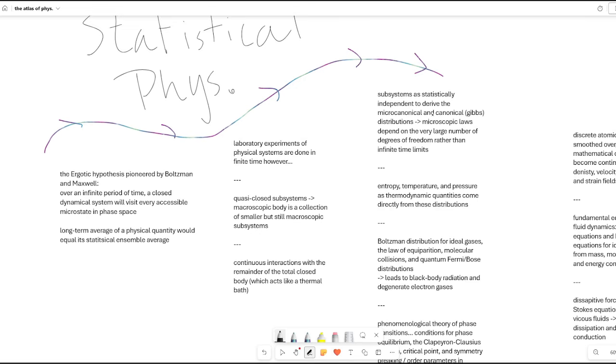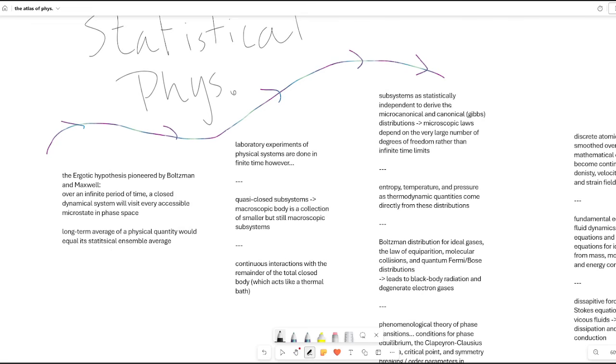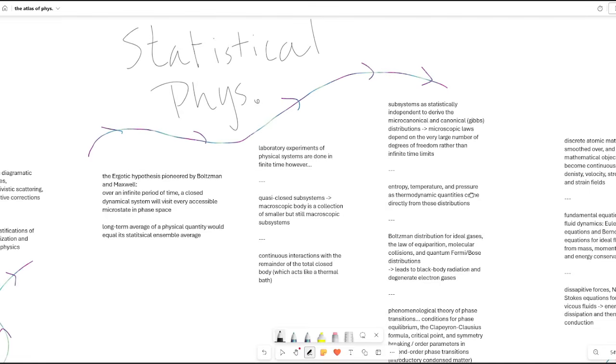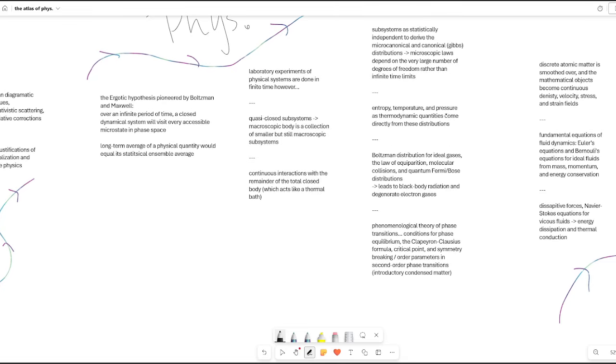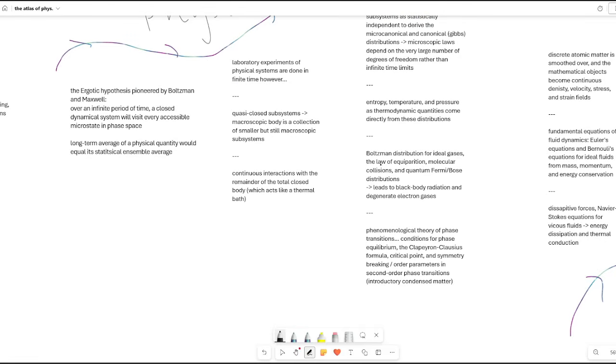So that's kind of what's replacing the statistical, or subsystems are said to be statistically independent from each other, to then derive these canonical distributions, microcanonical or grand canonical distributions. And so you have entropy, temperature, pressure as these thermodynamic quantities that come directly from these particular distributions. And the Boltzmann distribution for ideal gases, the law of equipartition, which basically gives us that kinetic energy is quadratic, and then it's equipartitionable because they're independent. And then molecular collisions, quantum Fermi-Bose distributions.